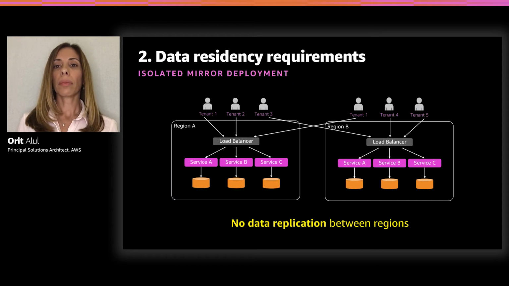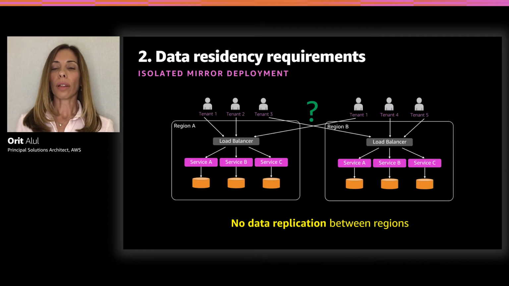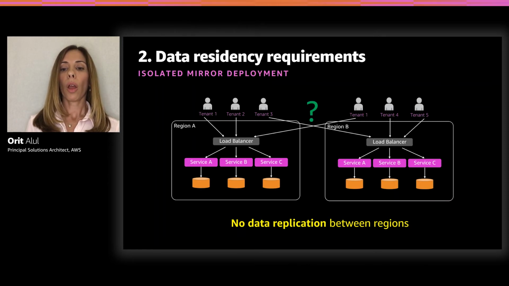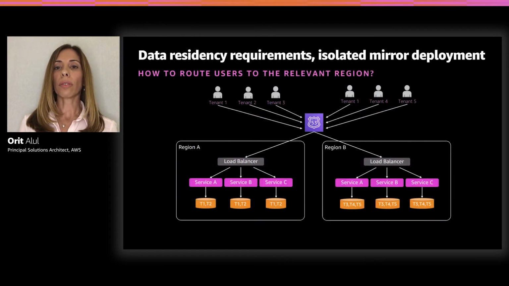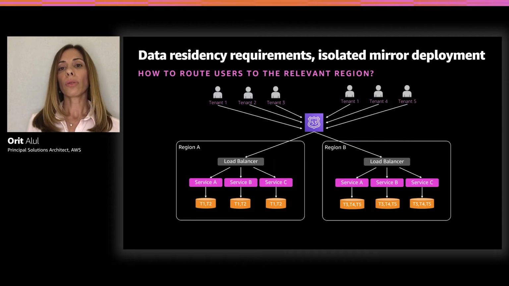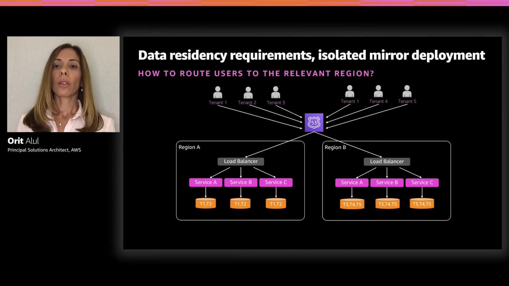Challenges that may come in this use case are, first, we will have to decide: should we keep all the services local, or are there any specific services that we should still keep global, such as a monitoring service and a billing service? Another challenge is, how do we route users to the relevant region? One approach for routing users to the relevant region can be assigning a different domain or subdomain per tenant, and then using Route 53 to route users to the correct region.